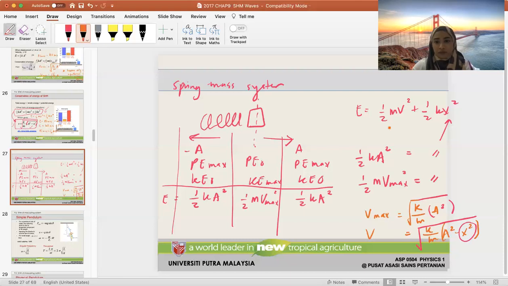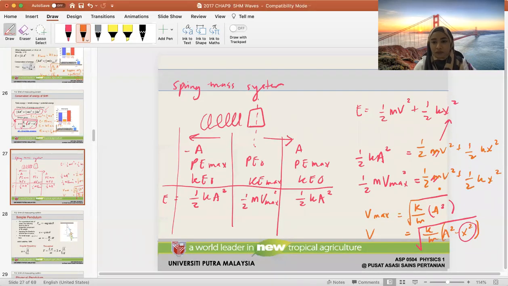This is what I wrote: 1/2 mv max squared equals 1/2 mv squared plus 1/2 kx squared. Can we? Is that what you're saying? Yes, because E is constant. Is that right? Am I answering your question, Bel?